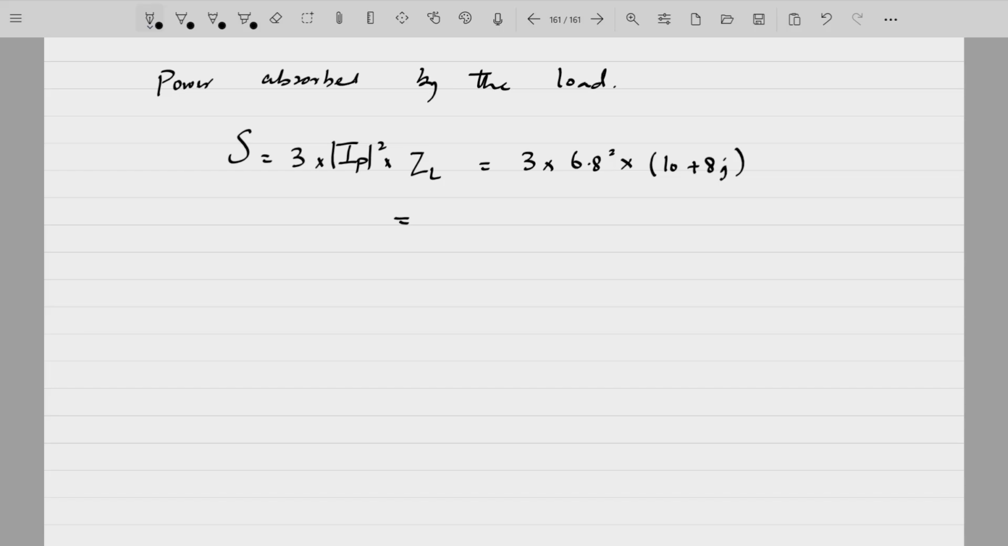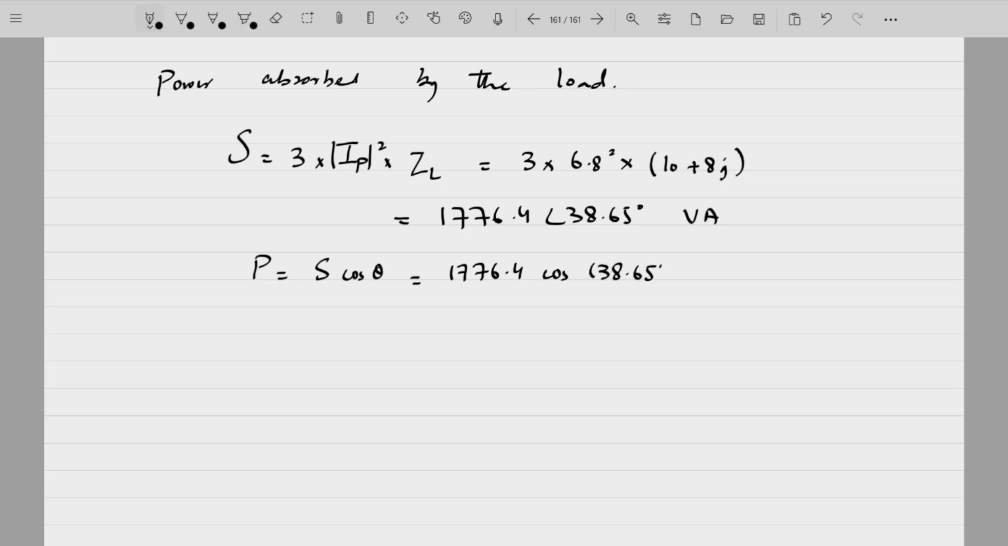This is 1776.4 angle 38.65 degrees volt ampere. This is the apparent power that is absorbed by the load. The real power that will be absorbed by the load will be S cos theta, that is 1776.4 into cos of 38.65 degrees.